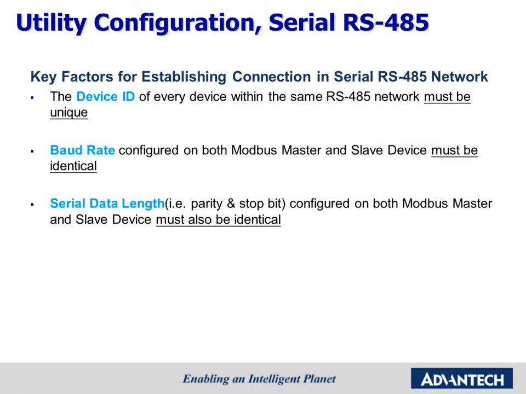Let's talk about how to configure RS485 device in utility. Here are 3 key factors to establish connection in serial RS485 network. First, we have to know the device ID of ADEN. If there are 2 devices with same ID, utility can only detect 1 device. Second, know the baud rate for RS485 communication.